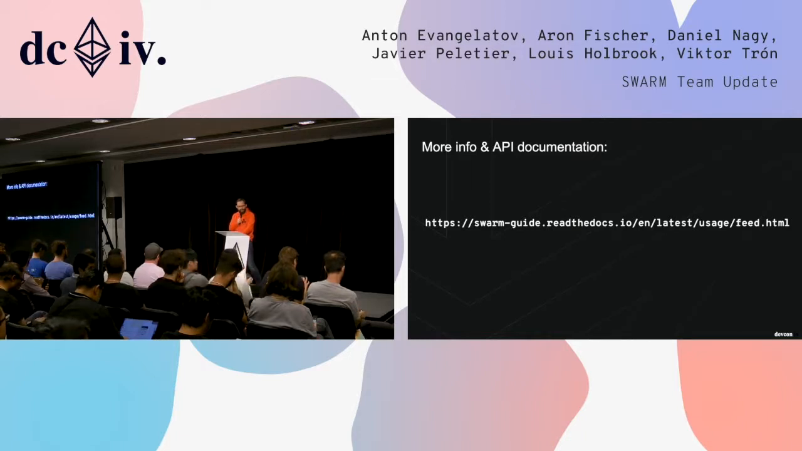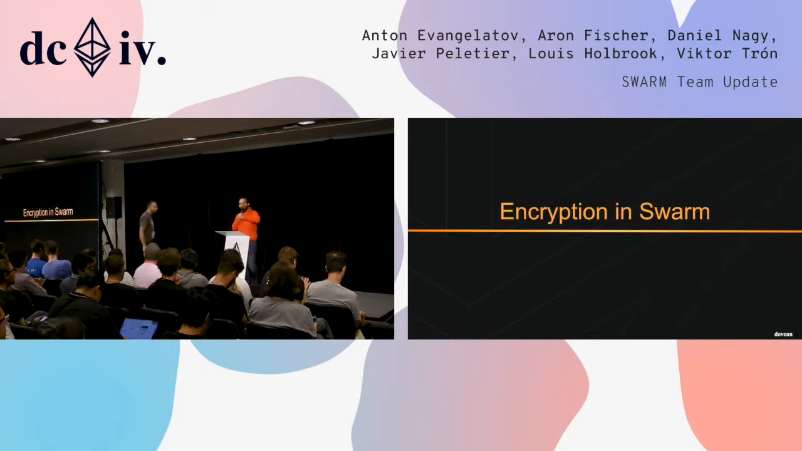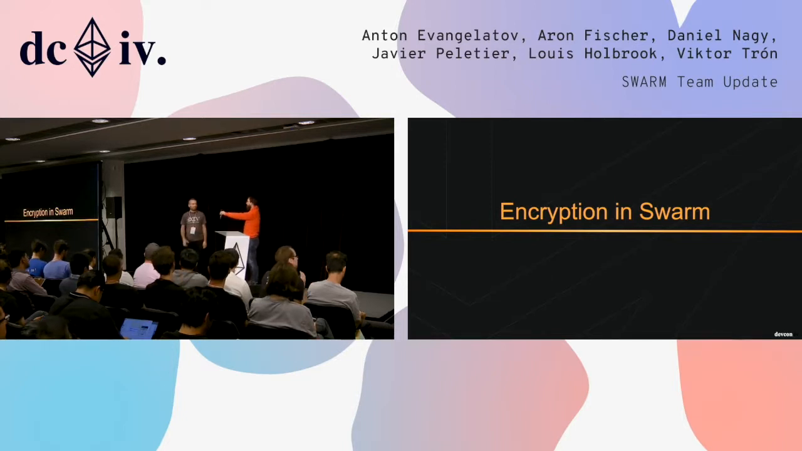Next up, the two sections are by Daniel. He will talk about first encryption, which is the low-level encryption of all the content in Swarm, and then about access control, which is making sure that only the right people read the right content. So, Donnie.